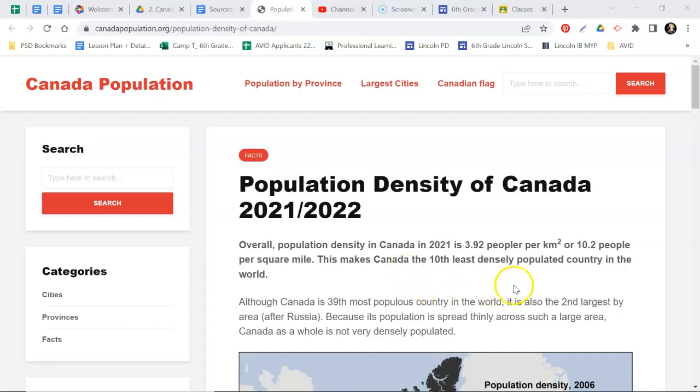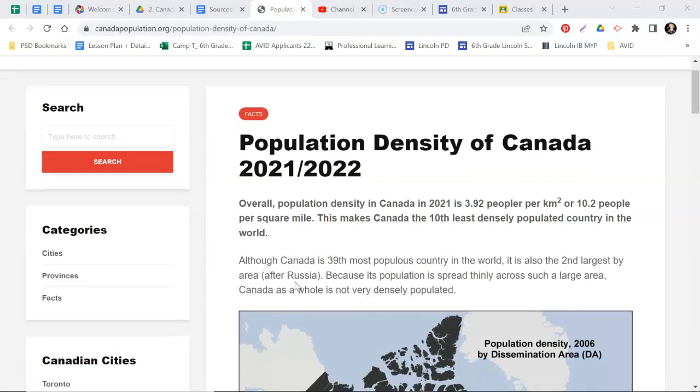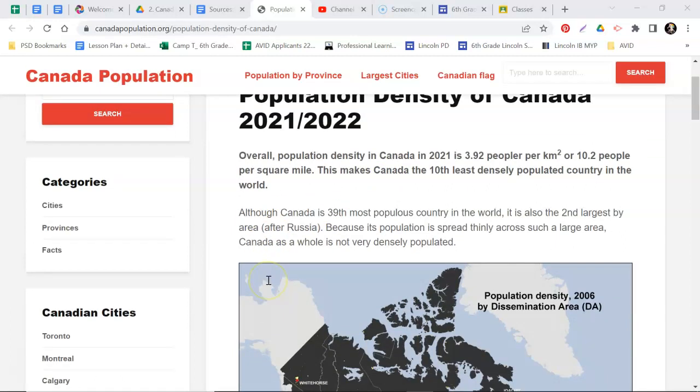For probably most all of this, you will be recording on your page for population notes. So the title is Population Density of Canada 2021-22. Overall, population density in Canada in 2021 is 3.92 people per square kilometer, or 10.2 people per square mile. This makes Canada the 10th least densely populated country in the world. So there's only 9 countries that have lower population density than Canada in all the world.